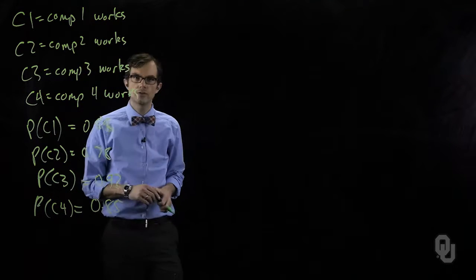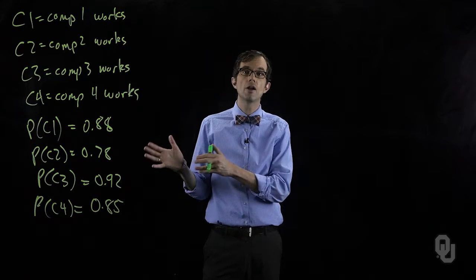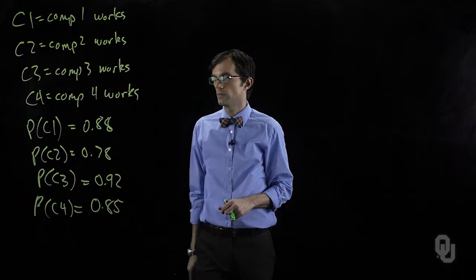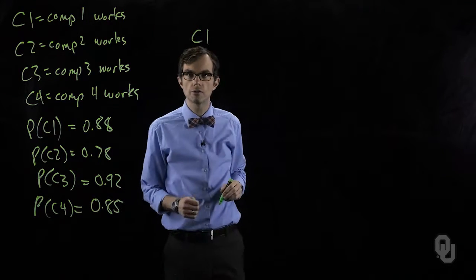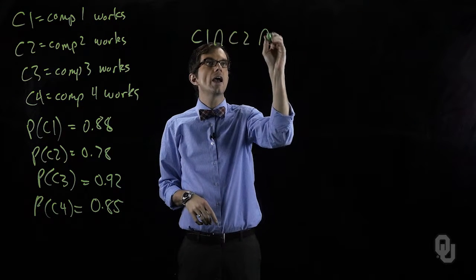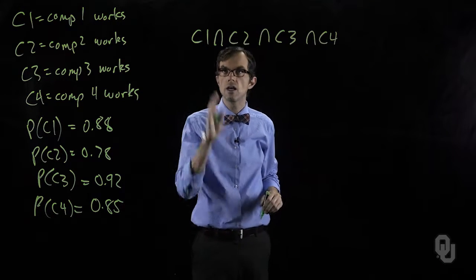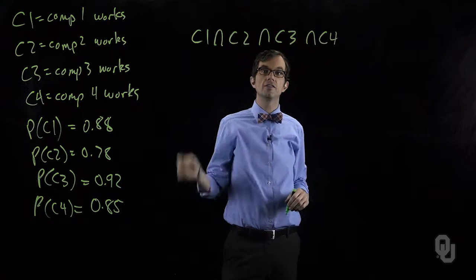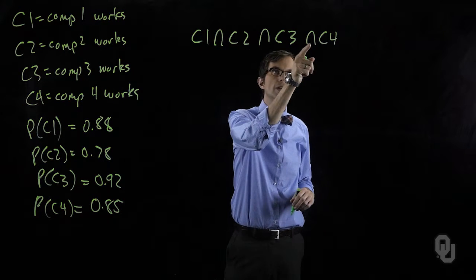Okay? And so now what we want to do is say, what's the probability that the system works only when all 4 operate? So that must mean that computer 1 works, event C1 occurs, and C2 occurs, and C3 occurs, and C4 occurs. Each one of them has to work for this system to operate. C1 and C2 and C3 and C4.